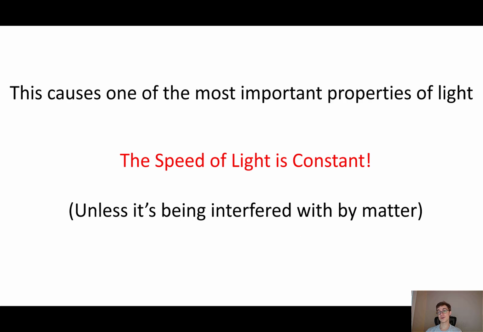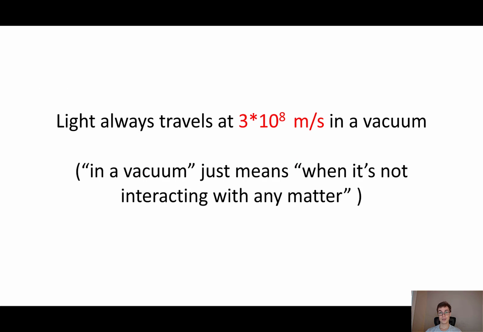And this is the cause of one of the most important properties of light, namely that the speed of light, how fast it goes, is constant. Light always goes at the same speed unless it's being interfered with by matter, like it's going through glass or water or something. It's always going to travel at 3 times 10 to the 8th meters per second in a vacuum. And in a vacuum just means when it's not touching anything. Technically, it's just rounded to 3, but it's close enough that we're not going to lose any detail by just assuming it's 3 times 10 to the 8th.